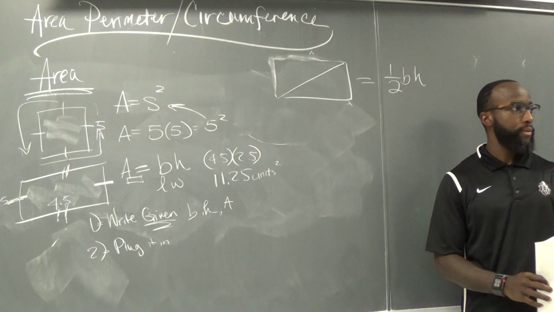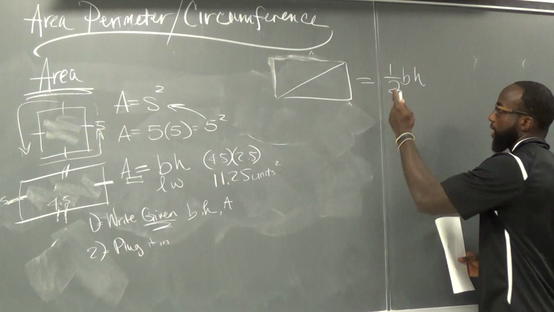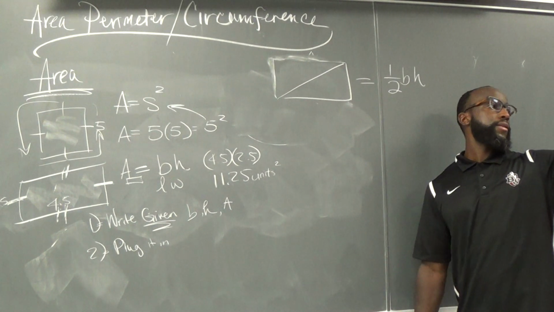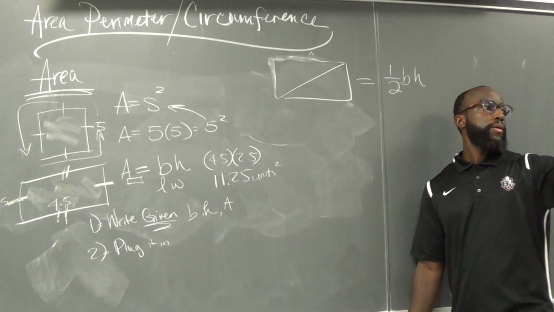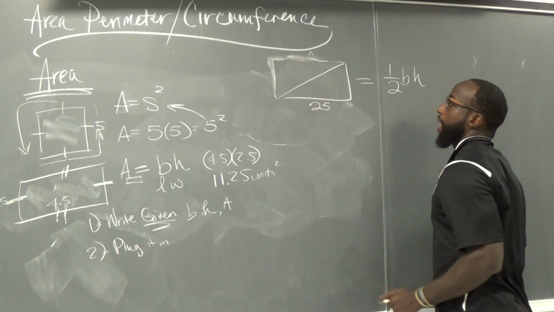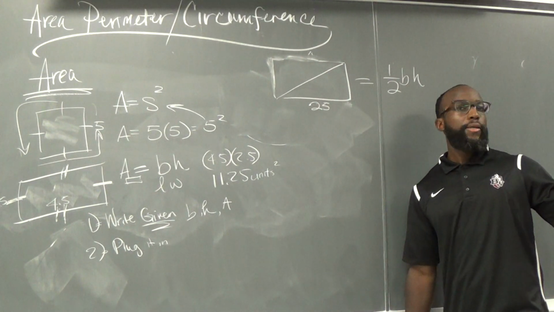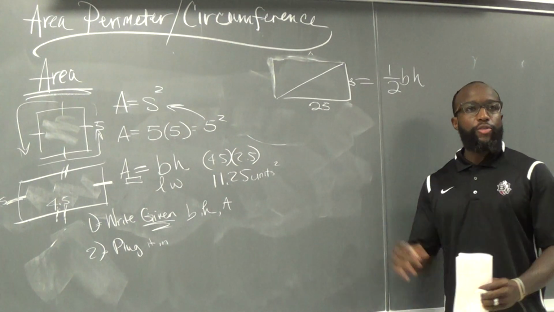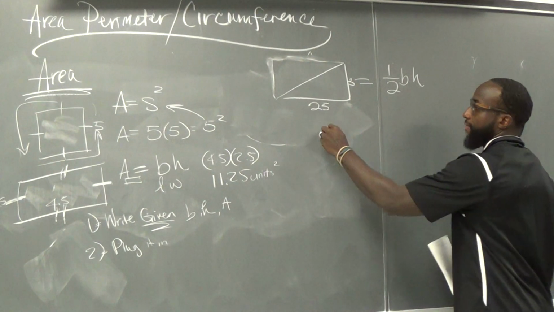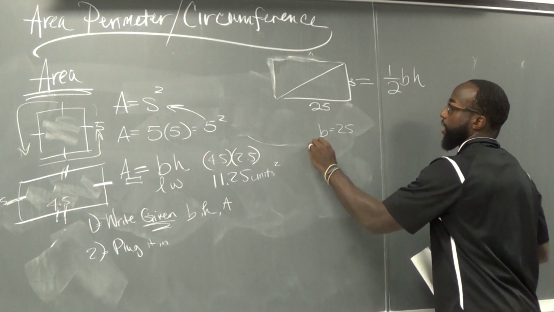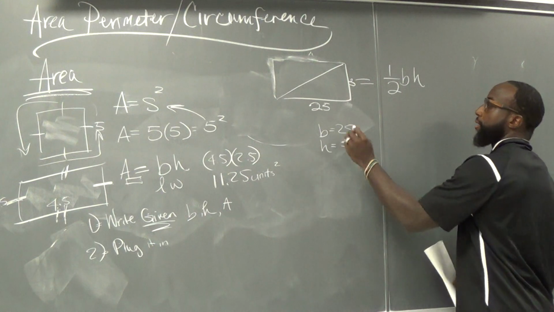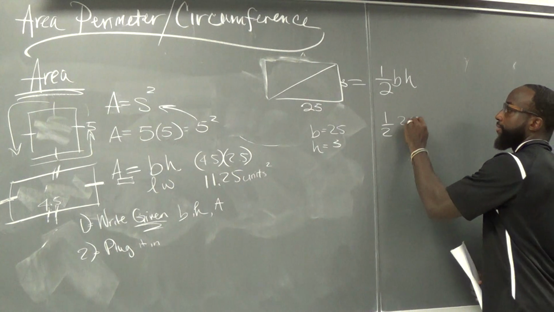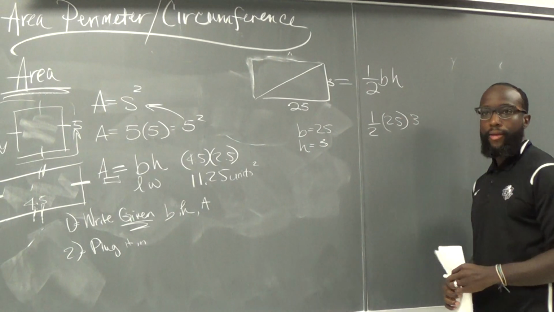You good with that? So for instance, if I had the base of, what's your birthday number? 25, right? And month? 3, right? 25 and 3. So if I said the base is 25 and the height is 3, plug it in here. You get 1/2 times 25 times 3, right?